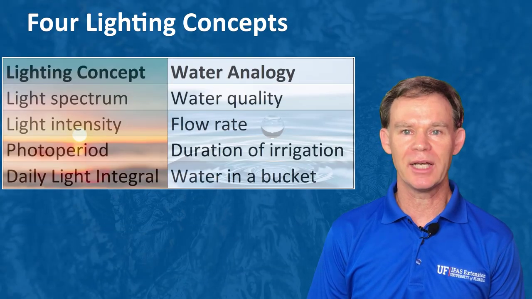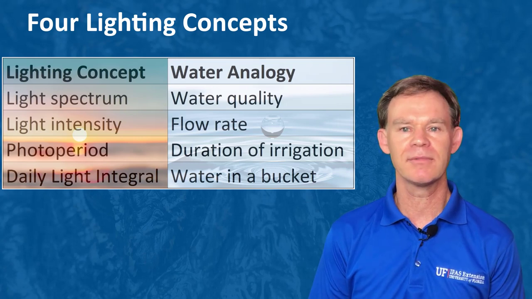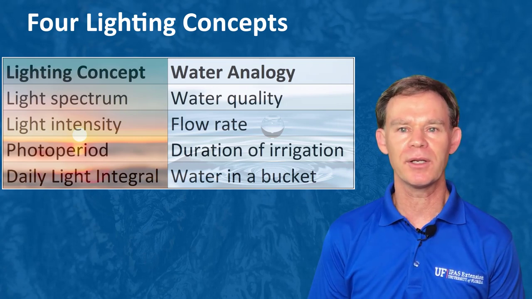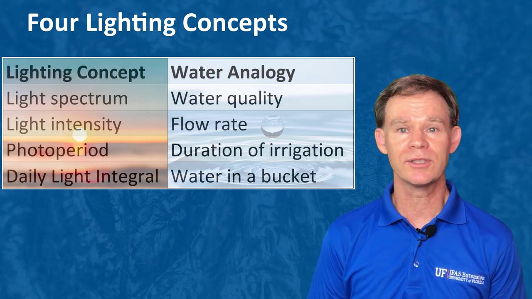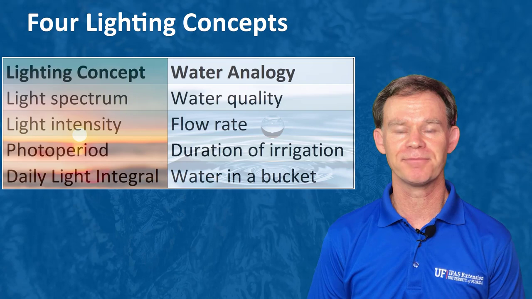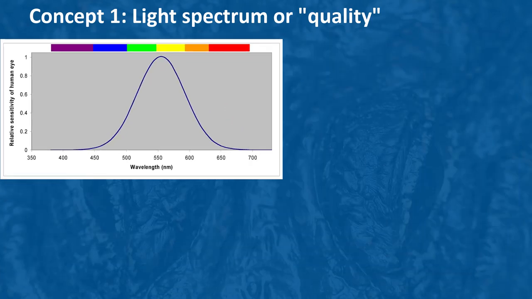One way to visualize the four key concepts of light, which are the spectrum, the intensity, photoperiod, and daily light integral, is to use the analogy of water to help us understand these concepts. First, let's talk about light spectrum, which describes the wavelengths of radiation. We also refer to the light spectrum as light quality. Our eyes interpret light quality as color.